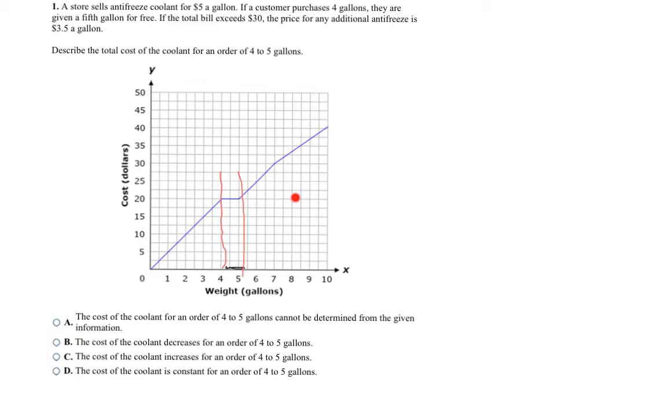If you have a horizontal line, that's considered constant. It's not decreasing, it's not increasing, it's remaining constant. And so the price that goes with it is $20. So to buy 4 to 5 gallons, the price stays constant at $20. So I just need to find the answer here that says something along those lines. A says you can't tell. B says it decreases. C says it increases, and D says it's constant. So D has that word constant in it, so it's going to make D my final answer.